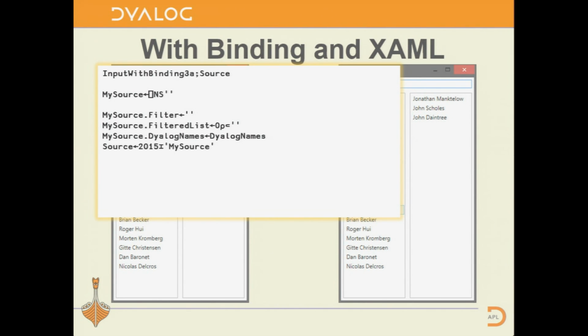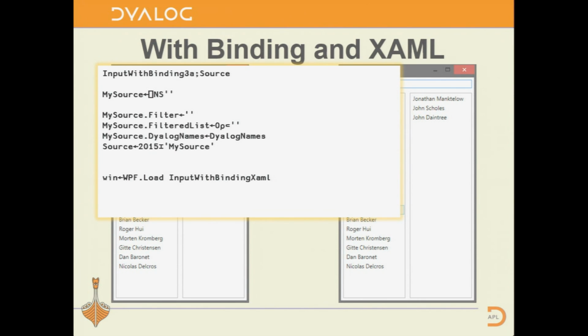And then I use this 2015 I-beam, which is something that is currently what we have in version 14.0, but as we go through might turn into a system function, may stay as an I-beam, we're not sure yet. But what it does is it takes our namespace and binds it up as this data source thing.